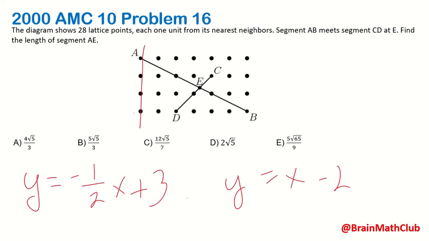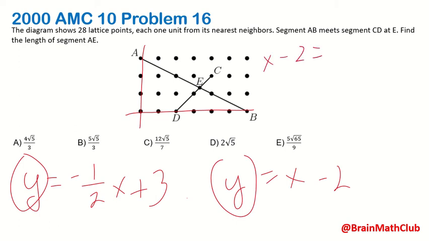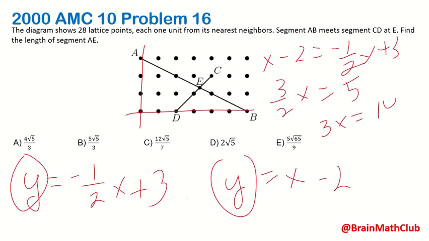Let's draw back our x-axis, and then let's find point E. To find point E, we just have to find the x and y that satisfy both of these equations. One way we could do this is, since we have y here and y here, we could set these equations equal to each other. Let's do it. x minus 2 equals negative 1/2 x plus 3. Now let's bring all the x variables to one side. 3 upon 2 x equals 5. 3x equals 10. x equals 10 upon 3.